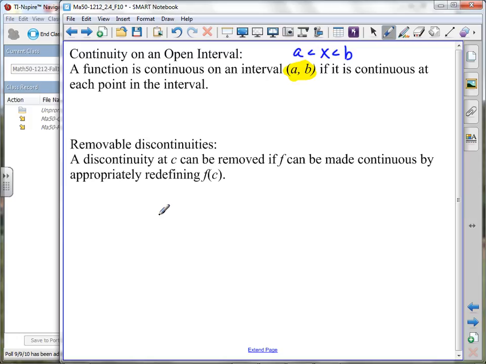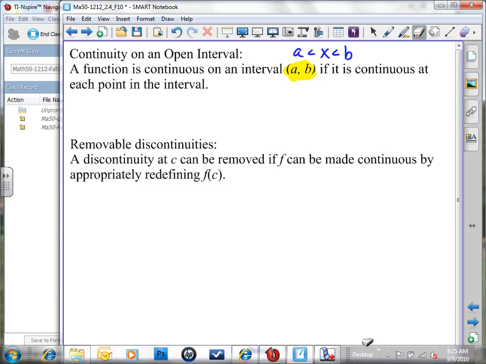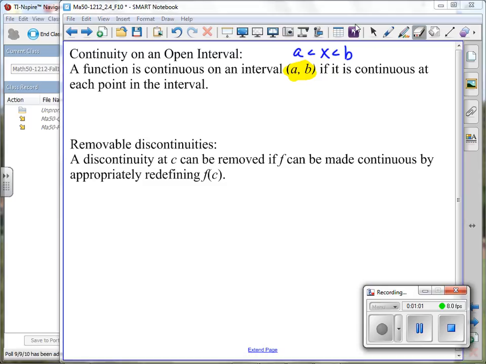If they were brackets, so if we had a bracket on one side, such as this, it would be a less than or equal to x less than b. So just a little note about the notation. I don't use the open interval that much, although it is a very convenient way of writing it. But take a look at that and make sure that you understand what we're talking about here.